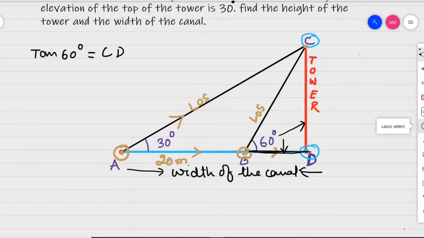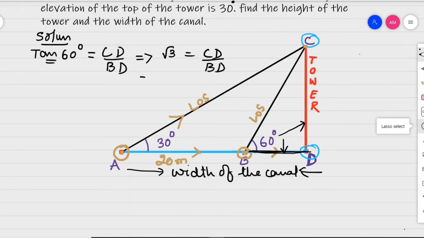CD divided by BD. Children, I am not writing what is CD, what is BD and all because I have already explained to you. Before starting the solution of the question, you will write all those things that I have explained earlier. Now I am directly going to the solution. So tan 60 is equal to CD by BD. What is the value of tan 60? That should be at your fingertips. That is equal to root 3, and root 3 is equal to CD by BD.